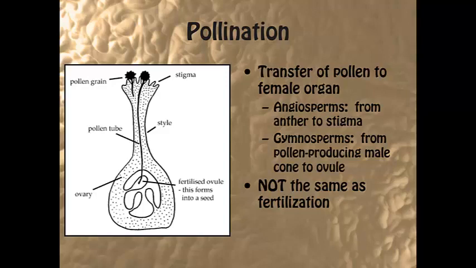Gymnosperms don't have pistils, they don't have stamens, they just have cones. So in gymnosperms, pollination happens when the pollen moves from the male cone to the ovule of the female cone. If you're thinking to yourself, what do male and female cones look like? Just think about pine trees.